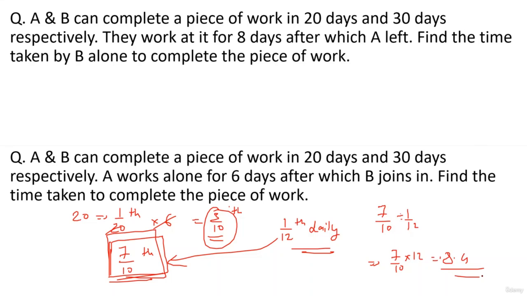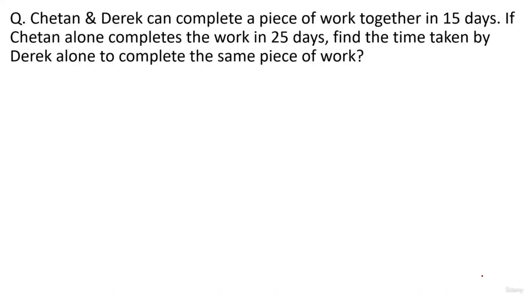Okay. Same question, same answer with a slightly different approach. Okay. Whichever suits you. All right. So let's go on to the next question now. Chetan and Derek can complete a piece of work together in 15 days. If Chetan alone completes the work in 25 days, find the time taken by Derek alone to complete the same piece of work. Now, for these questions, I simply prefer the reciprocal approach.